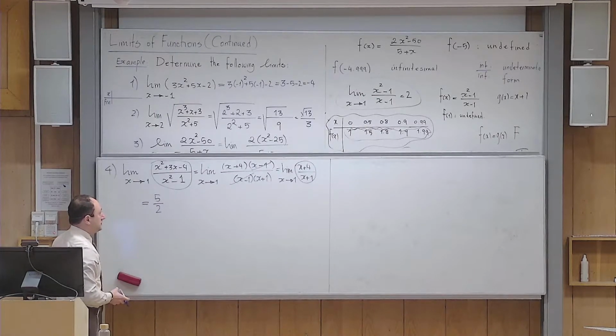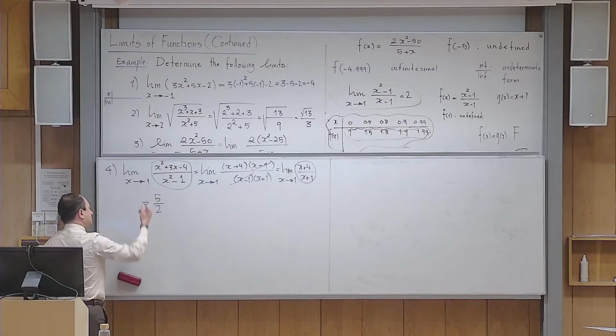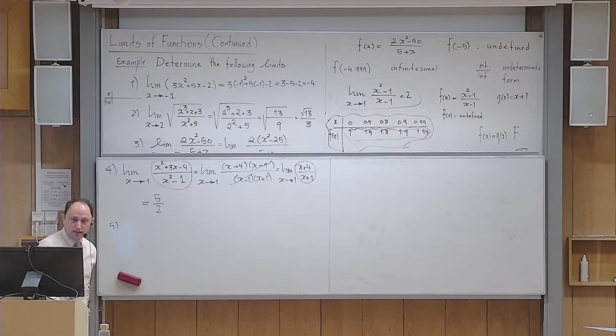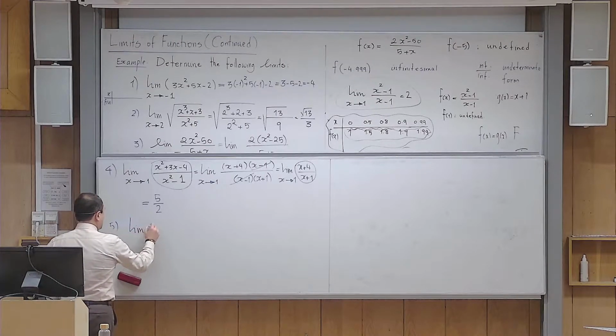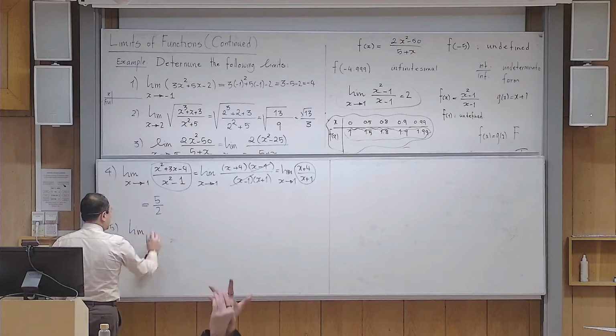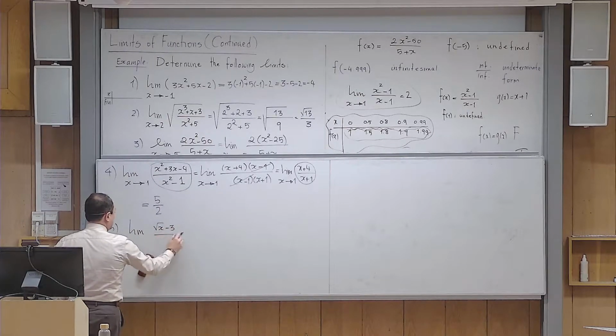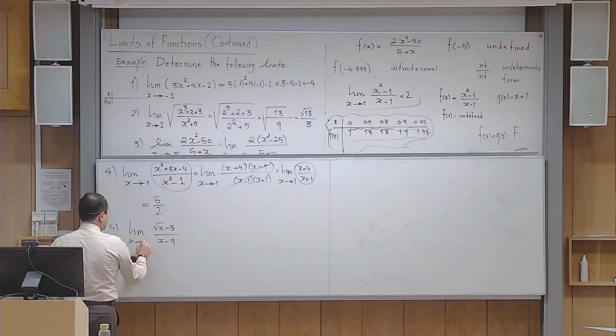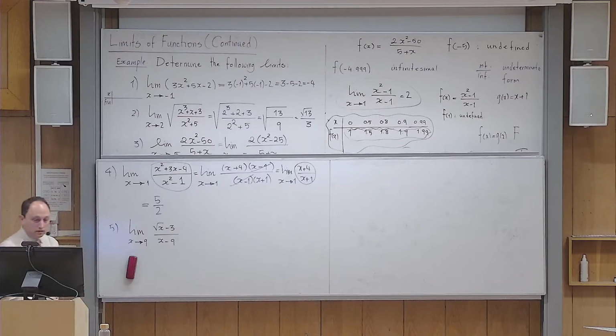Okay, so now you know how to do these things, and one thing that will be important for us is this question, containing square roots. For example, I want to calculate the limit of the square root of x minus 3 over x minus 9, as x goes to 9. Let me write it simple first. We want to actually calculate this.